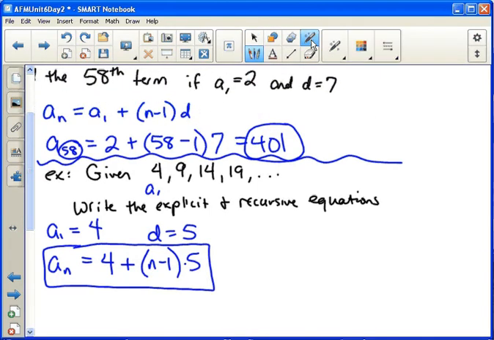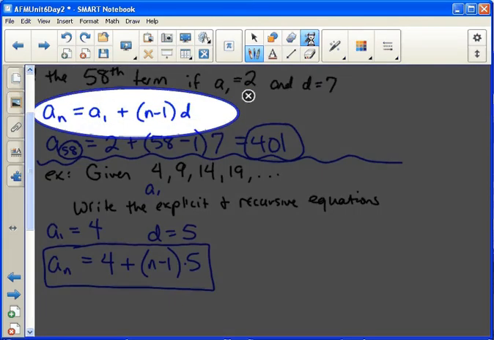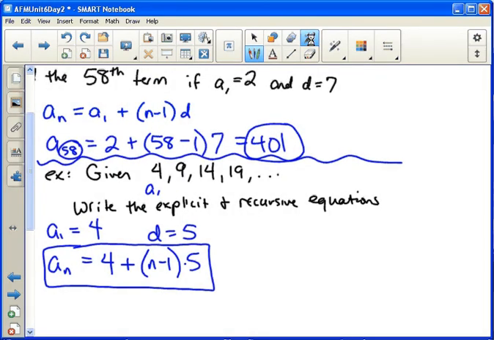It'll be on your formula sheet. Okay, but the explicit is what we have here. Now the recursive is going to look a little bit different.